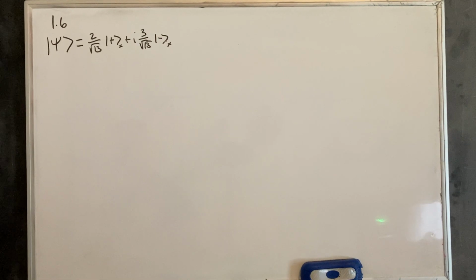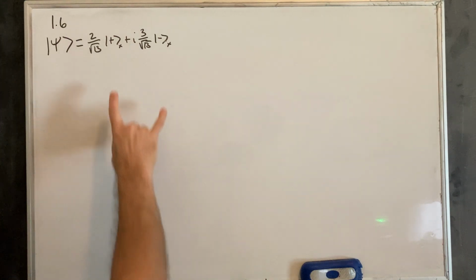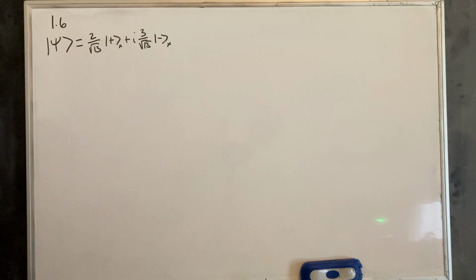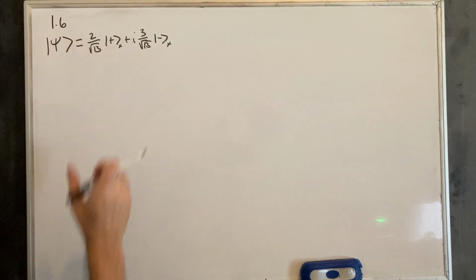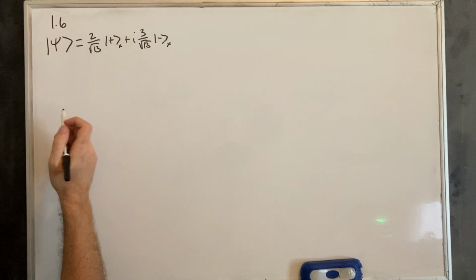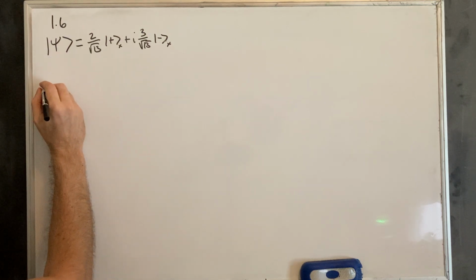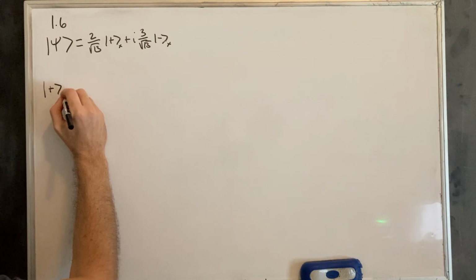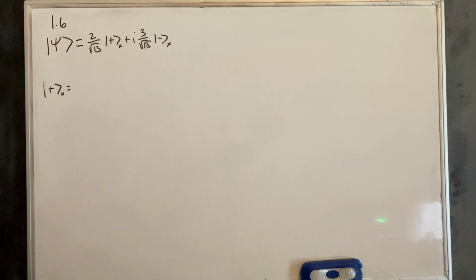All right, so 1.6 is almost identical to 1.5. The only difference we have is these here are in the x direction, not the z direction like they were last time. So that changes things up quite a bit. So it wants us to find the probabilities of up and down in the z direction and up and down in the x direction. X direction is going to be pretty easy, but z direction is going to be a little bit more tricky.